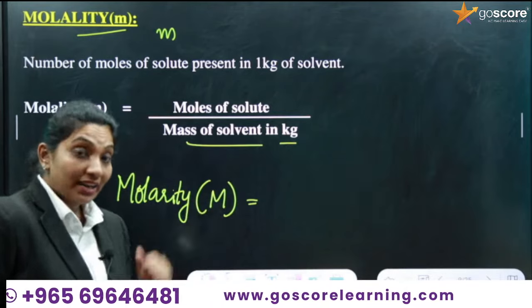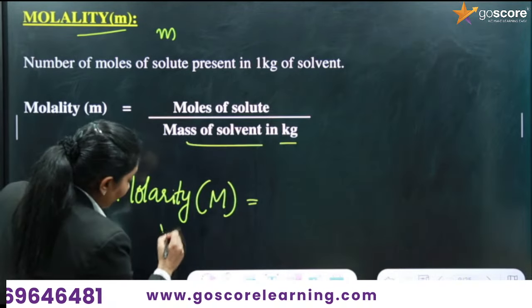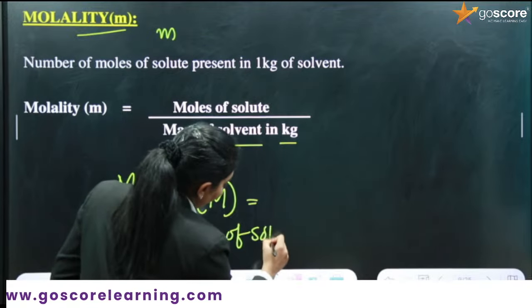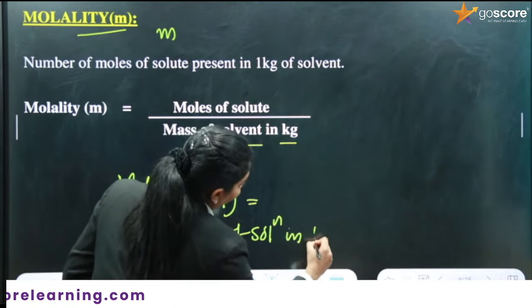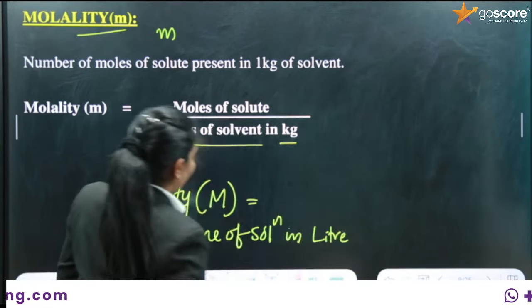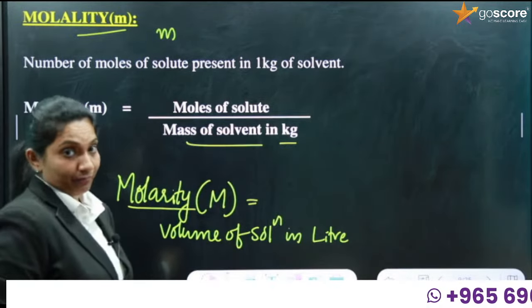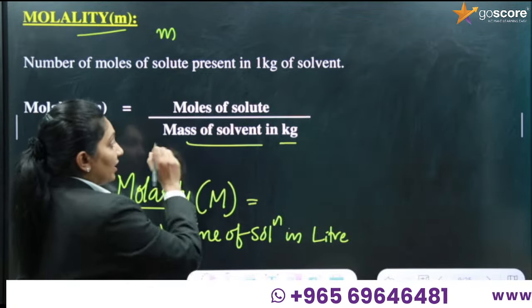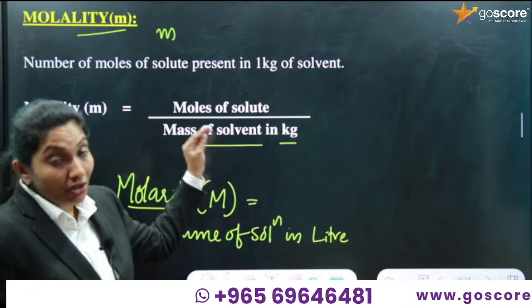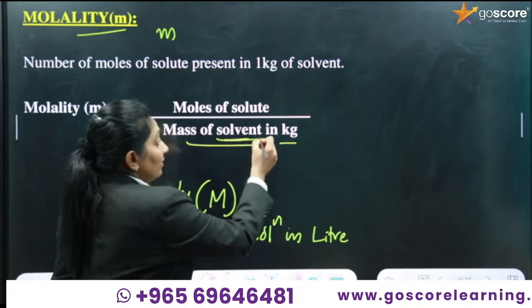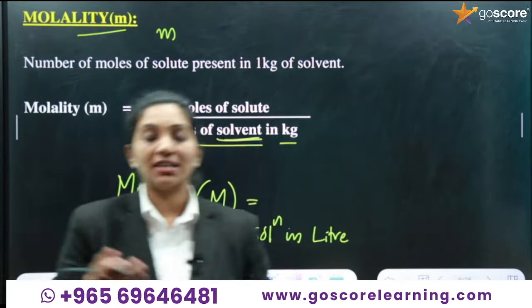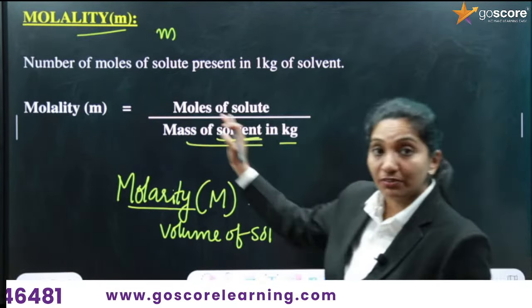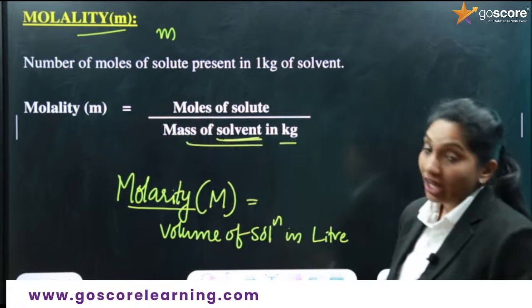Okay, in molarity we consider the total volume of solution, volume of solution in liter, right? That is for molarity. For molality, it is moles of solute divided by mass of solvent in kilogram. We will express the mass of the particular solvent in kilogram. That is the difference between molarity and molality.